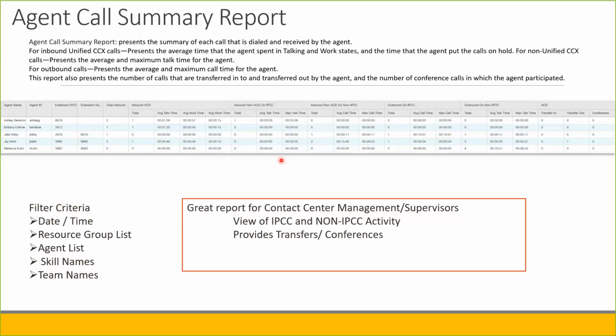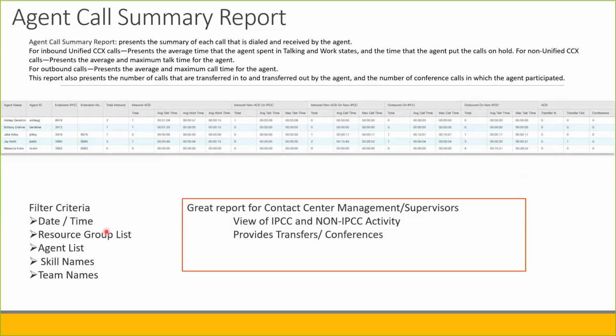Let's do a little bit more reporting on that. And then what about on the non-IPCC line? So how many times am I dialing out from my desk phone, or dialing over to a colleague, versus how many calls were transferred in and how many were transferred out? It is labeled as ACD, so this is only monitoring transfers in and transfers out in regards to a CSQ call.